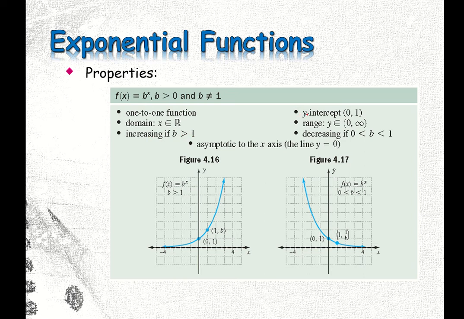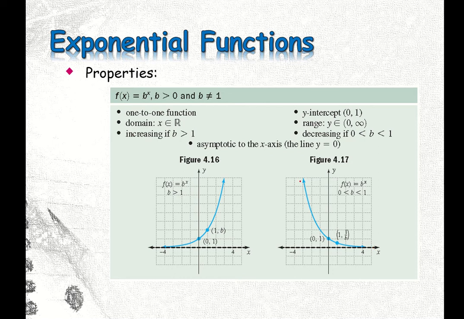And we have the y-intercept, that is at this point, coordinates 0, 1, and the range y is an element from 0 to infinity, excluding 0. If b is less than 1 but greater than 0, then it's rising to the left, or decreasing. If you look at this, it's a decreasing graph.